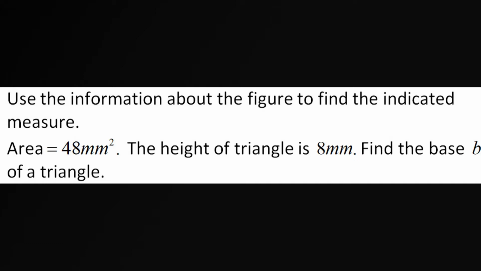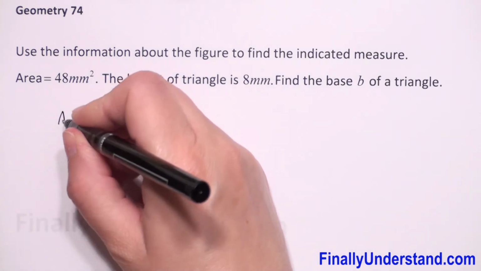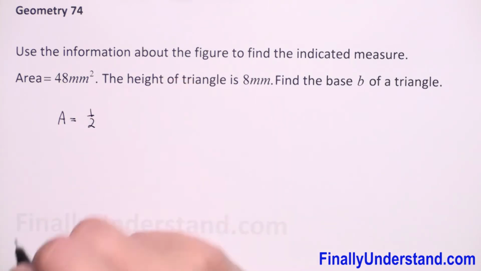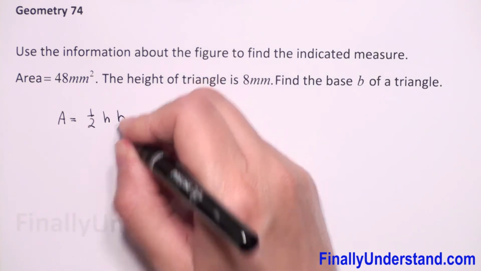We are given that the area is 48 square millimeters, and this is the area of a triangle. This triangle has a height of 8 millimeters. We have to find the base. Let me remind you that the formula for the area of a triangle is 1/2 times height times base.